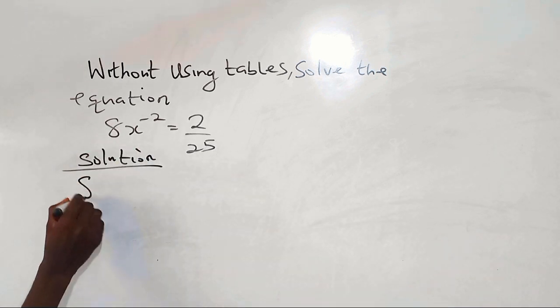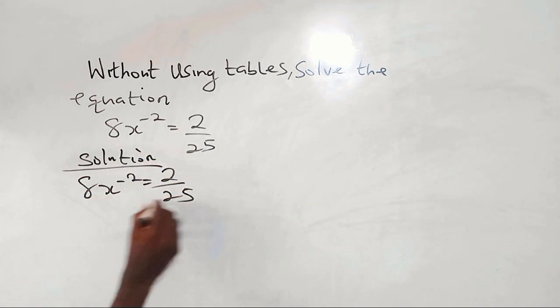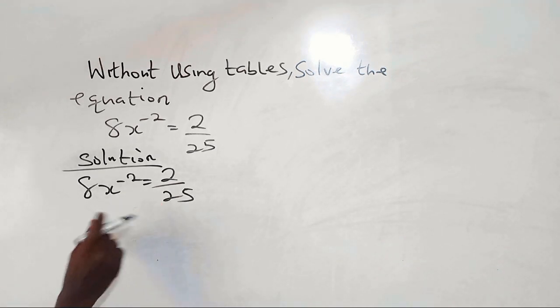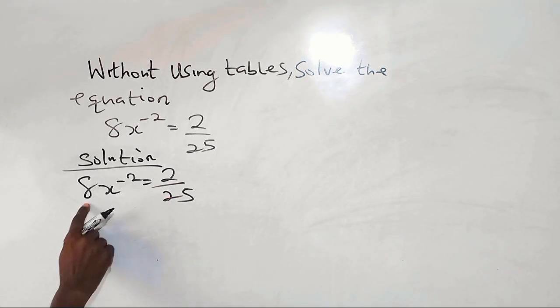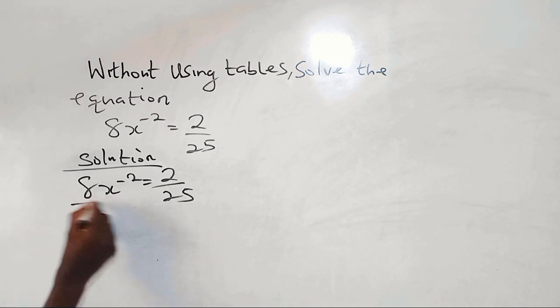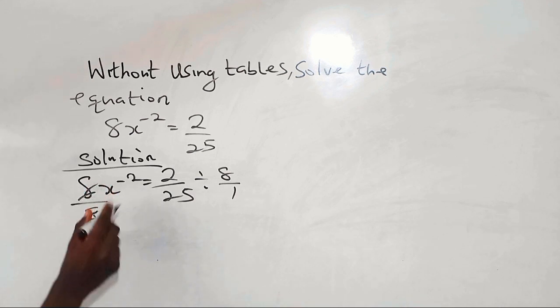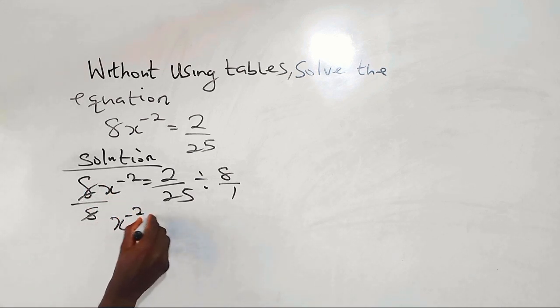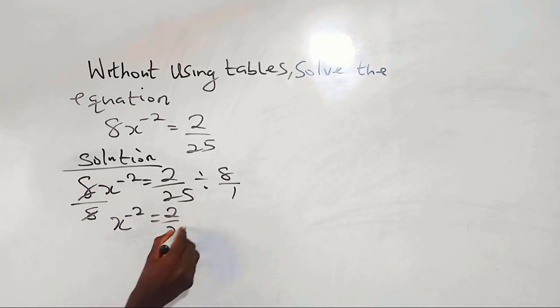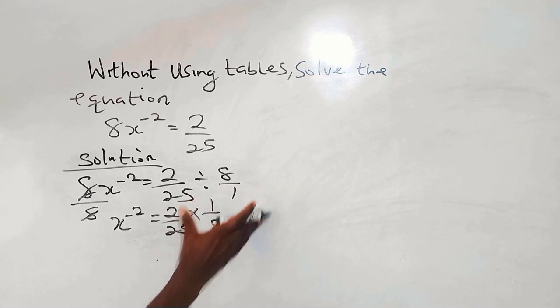So here I have 8 x to the power minus 2 equals 2 over 25. Okay, so what do I do? The first step, I divide both sides by 8 because I want to isolate this. So I have divided by 8 over 1. So this one is out. Here I have x to the power minus 2 equals 2 over 25 times, because of this division, 1 over 8.